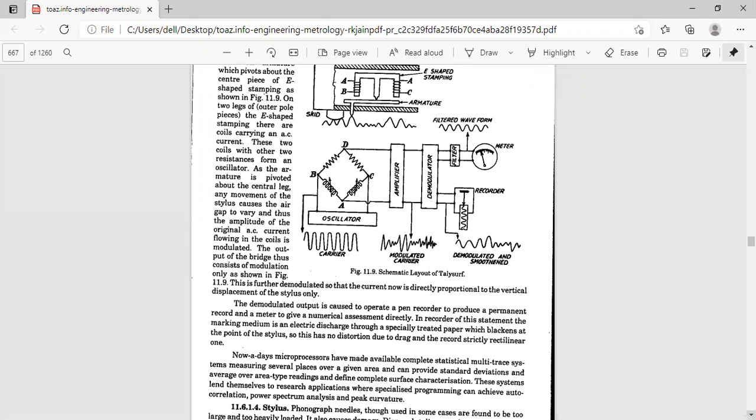So nowadays, we are using PLCs, or programmable logic controllers, or we can use microprocessors because of the integration of the mechanical branch with electronics. We can have that in the mechatronics subject, or a separate branch for that. So we'll be having the statistical, we can say, multi-trace systems.